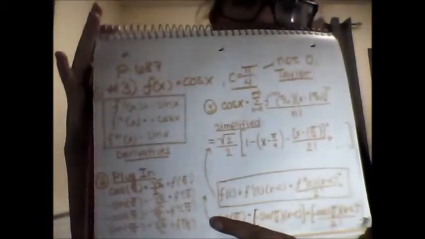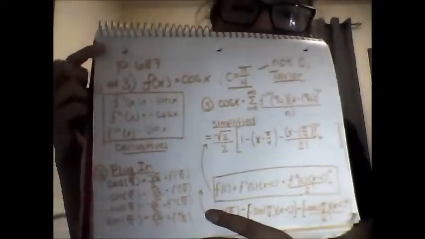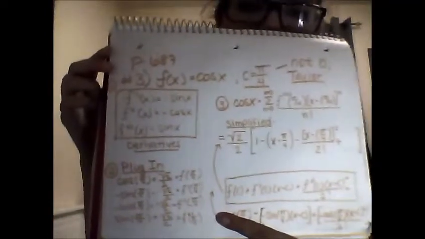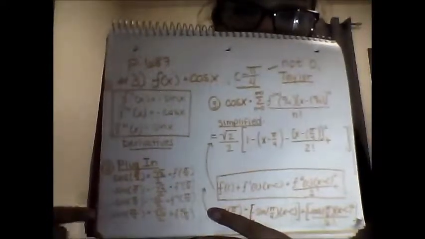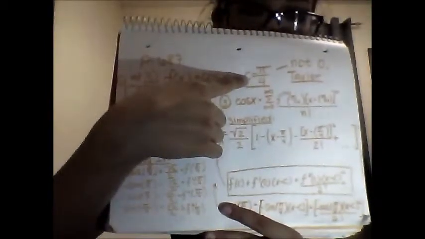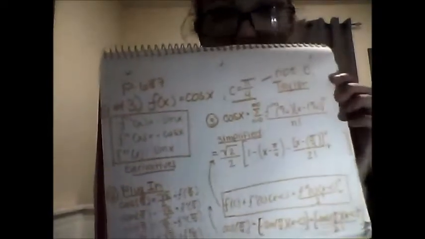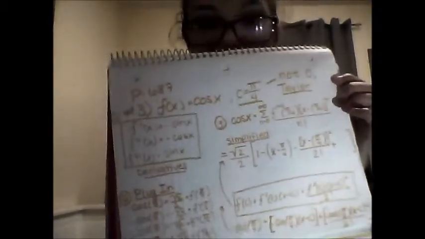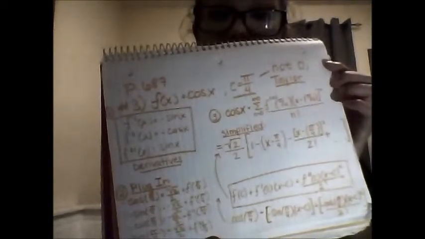Alright guys, so I thought we would do an example now that we know what a Taylor series is and its definition. This is on page 687 of our textbook, number 3. It asked us to use the definition of a Taylor series to solve this. What it gave us was f of x is equal to cosine x, centered at pi over 4. Because it's not centered at 0, we know that it's a Taylor series automatically. That was part of our little game: centered at 0, MacLaurin; not centered at 0, Taylor series.